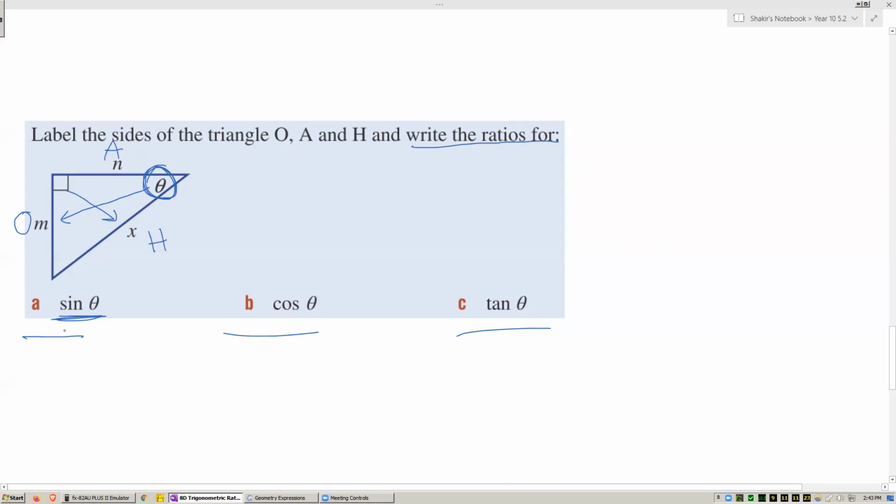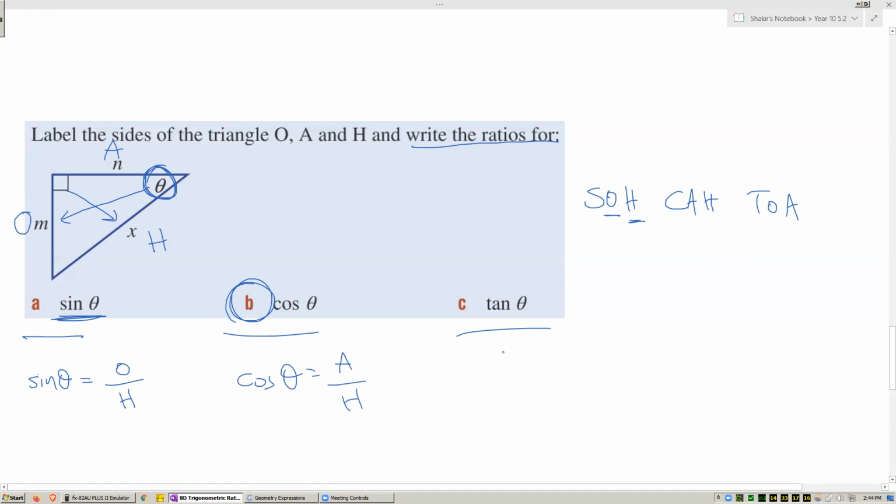And then it says, write the ratios for sine theta. Well, the ratio of sine theta is SOH. So I'm going to write SOHCAHTOA, and that'll help me remember. Sine theta is SOH. So I'm going to write sine theta is equal to, see, it's O and H. So I write O over H. And then to do cos theta, CAH is adjacent over hypotenuse. And tan theta was opposite over adjacent, so opposite over adjacent.